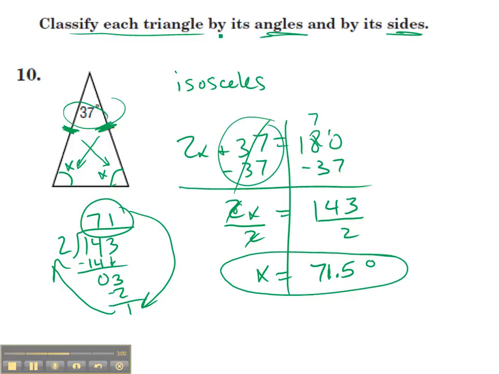Oops, it wasn't asking us that actually. It was asking us to classify by the angles. But if x is 71.5, then that's acute. And if all three angles are acute, that's an acute isosceles triangle.